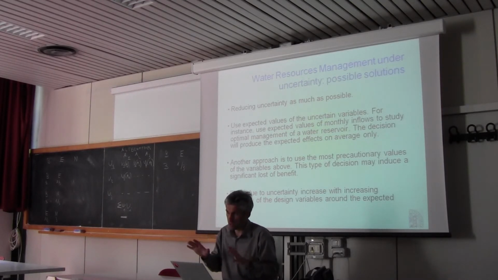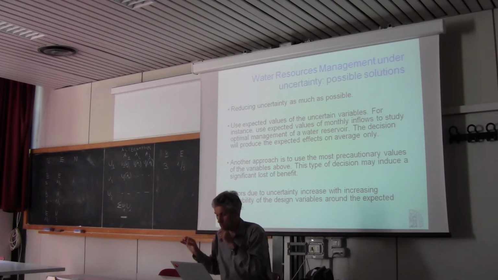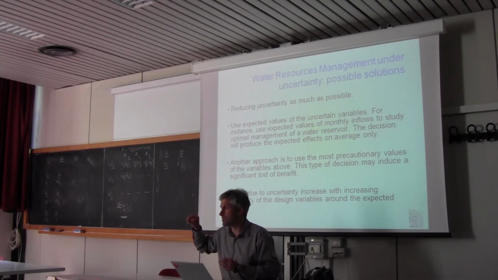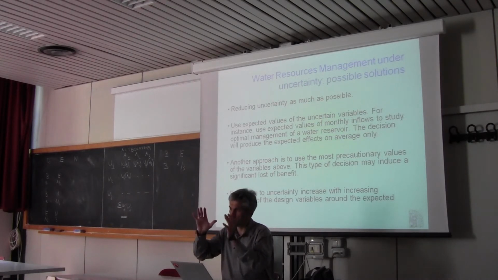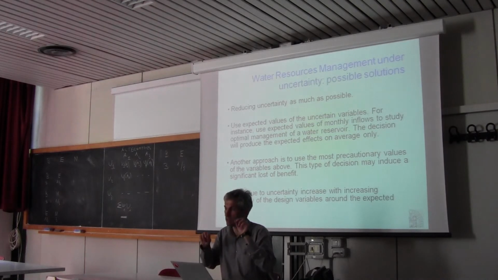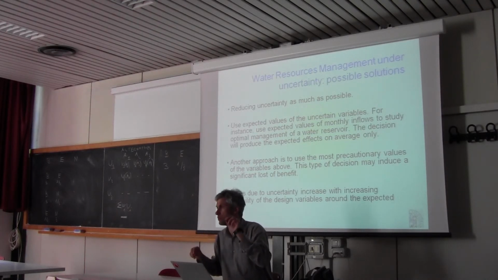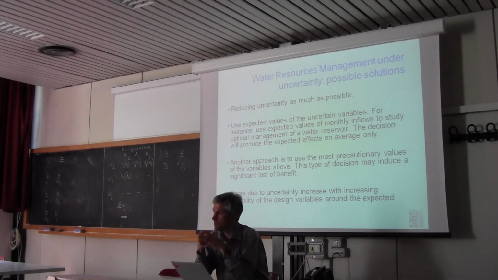So the first solution is the solution that implicitly we adopted so far. Use expected values of the uncertain variables. Like, I estimate the parameter A, there is some uncertainty, I use the expected value, which is the average, basically. And then I assume that this expected value is a certain value for the parameter A. And of course, if you do that, your decision would produce the expected effects on average only. So basically, your decision will be right on average, and then in the remaining cases it will be wrong.